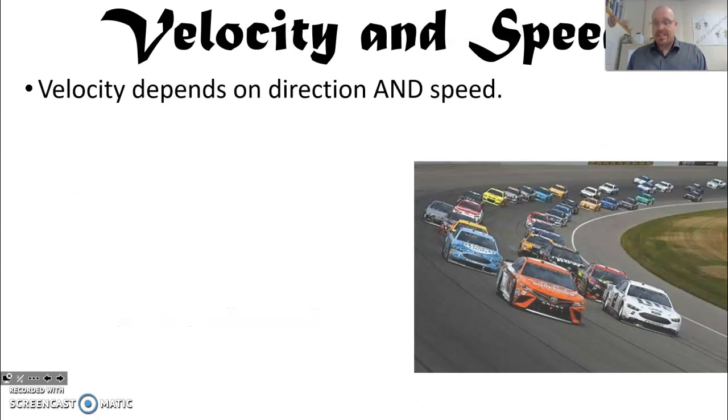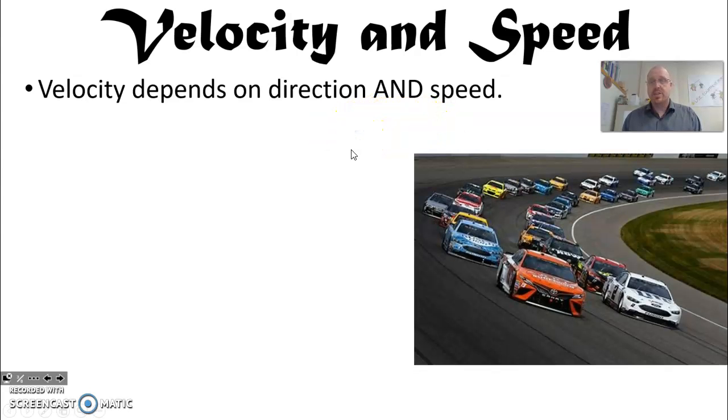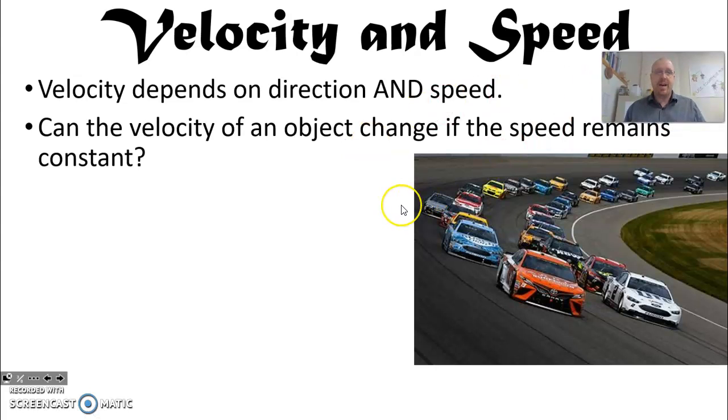Let's talk about velocity and speed. Velocity and speed, so know that velocity depends on direction and speed. So here are a couple of qualifiers we're going to talk about. If we have a velocity of an object, can the velocity change if our speed remains the same? And right away, a lot of us think, well, no, if the speed's staying the same, it's not. But remember, velocity is direction and speed.